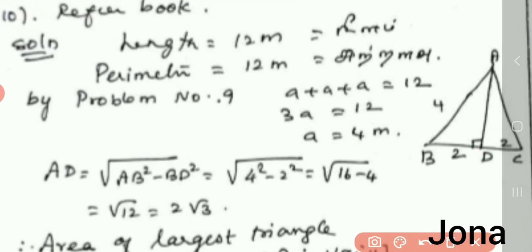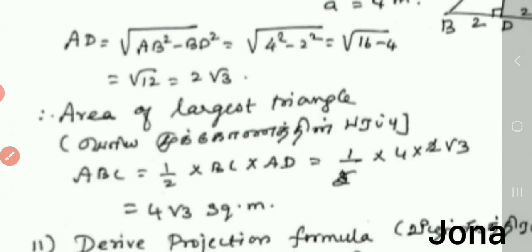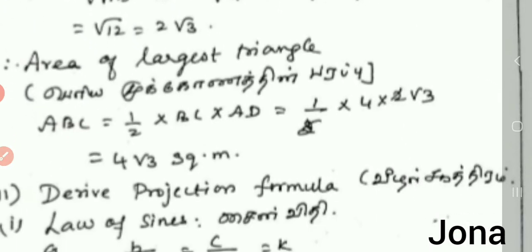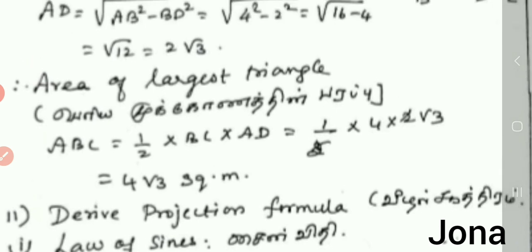Then the area of the triangle we want to find here. So the area of the triangle, the formula for area of the triangle is half into BC into AD. So half into BC is 4 and AD we found just now, that is 2 root 3. We can cancel these terms so that we have the area is 4 root 3.